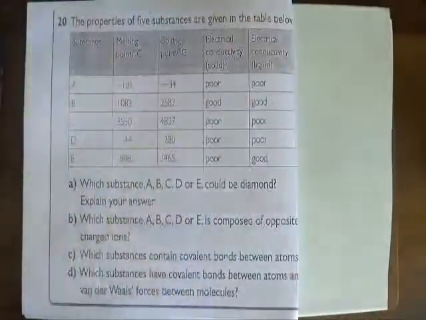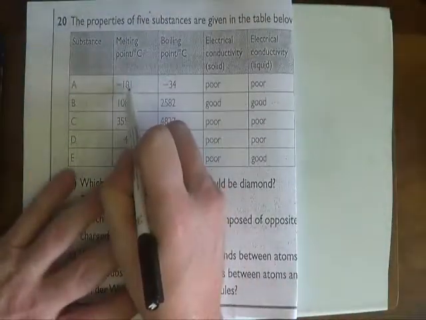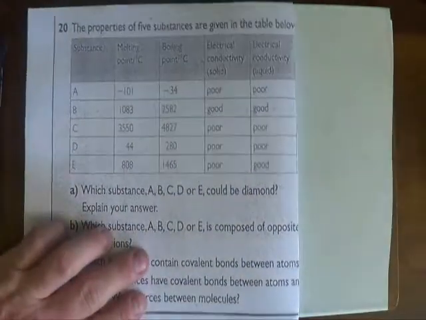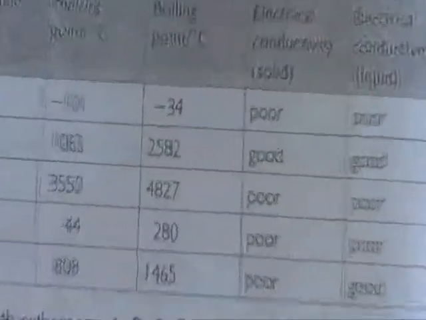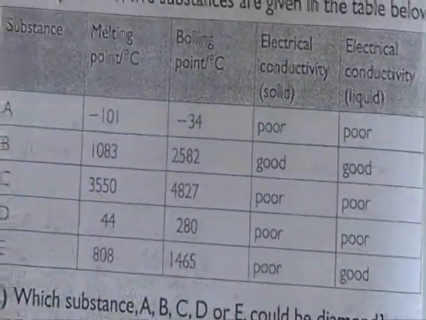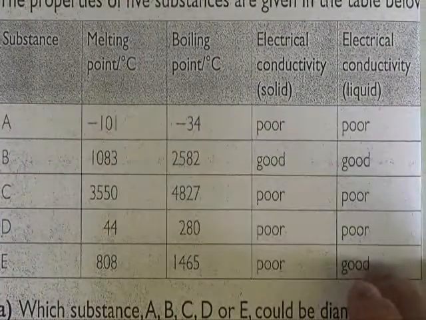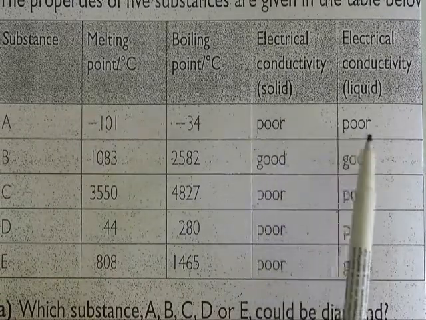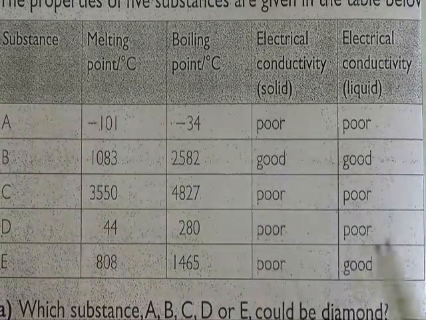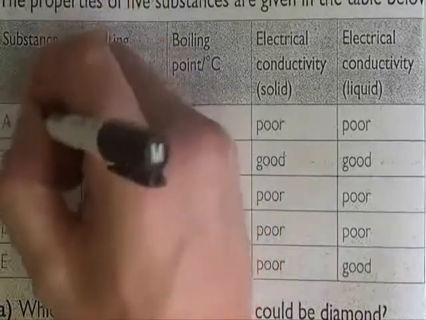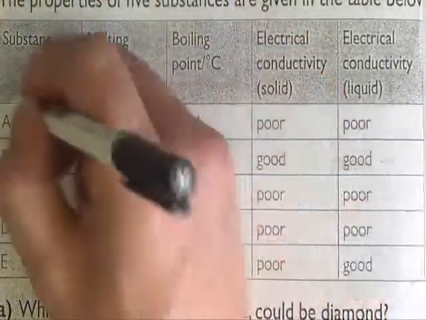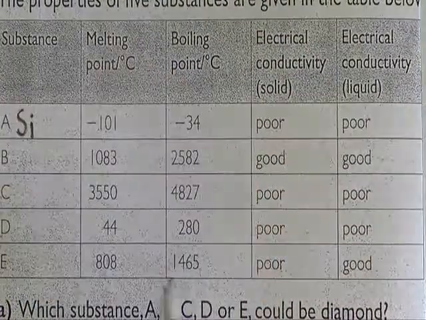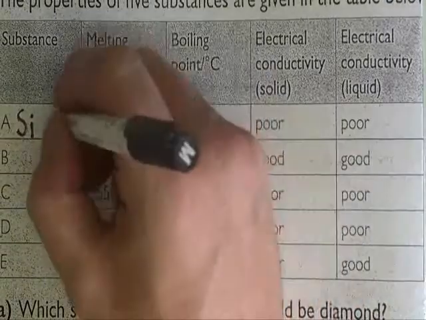So let's look at A first of all. Its melting point is extremely low, as is its boiling point. We're talking right away down below 0. We have electrical conductivity is very poor in both solid and liquid. So therefore, it's certainly not giant. It must be simple, so we'll just write simple, and its bonding must be covalent.